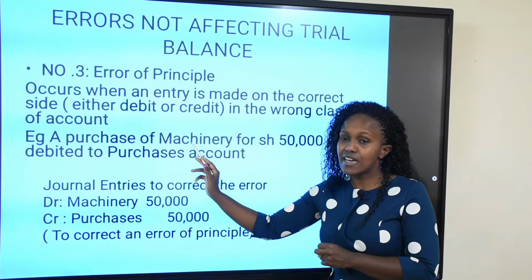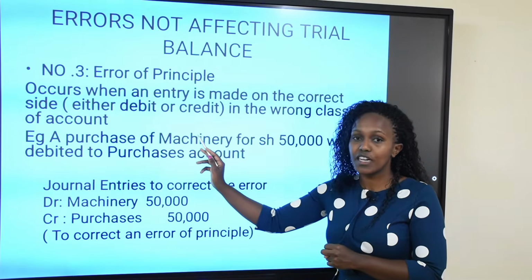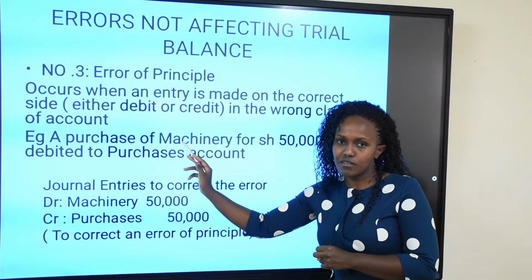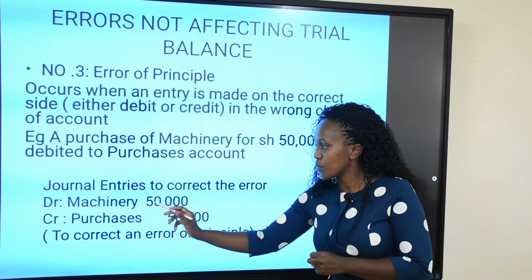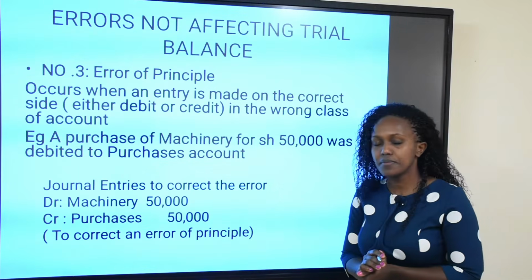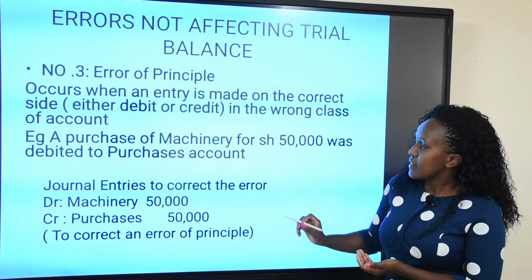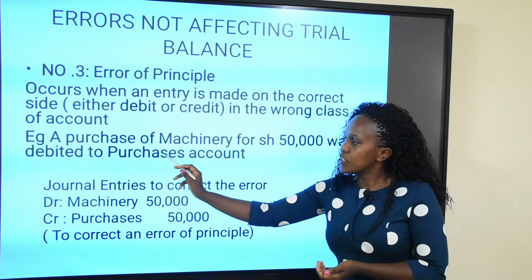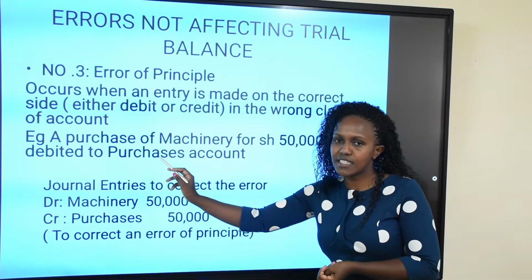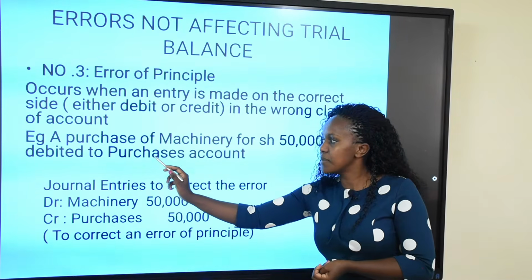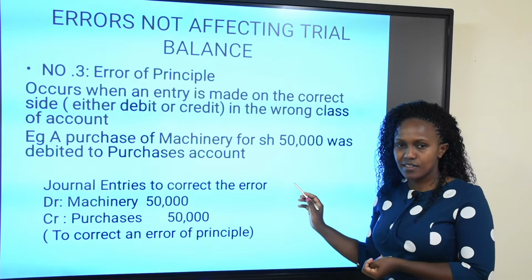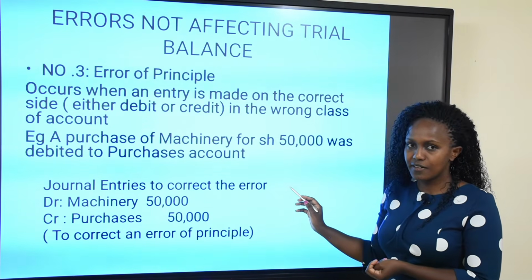So to correct the error, the first thing we are going to do is to debit machinery, which was the right thing to do. So we are going to debit machinery with the 50,000. Then the account that had been debited, which is purchases by error, we have now to correct it. And since it was debited by mistake, we are going to credit it to offset that error.